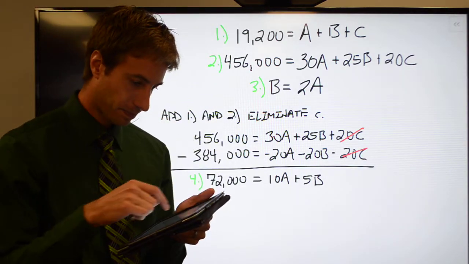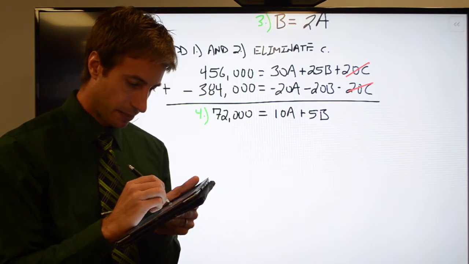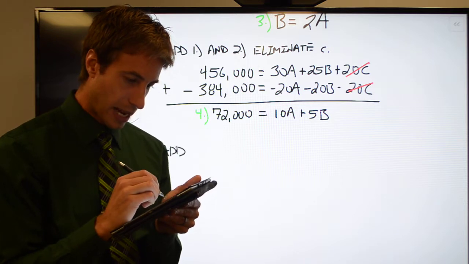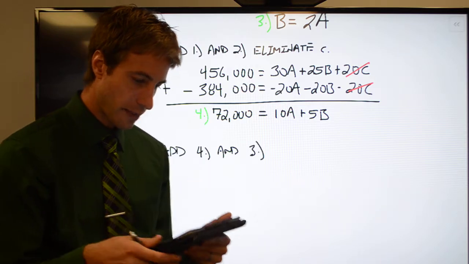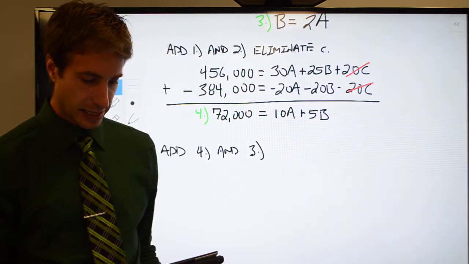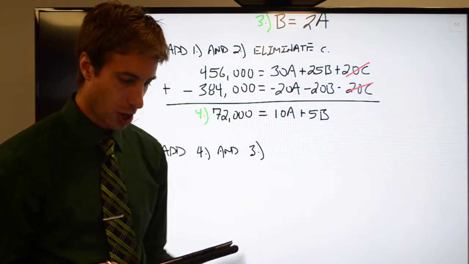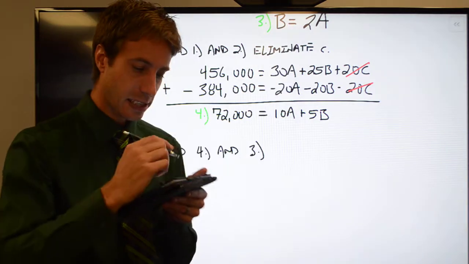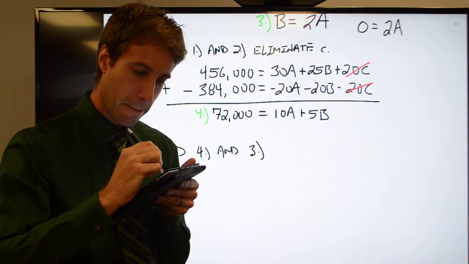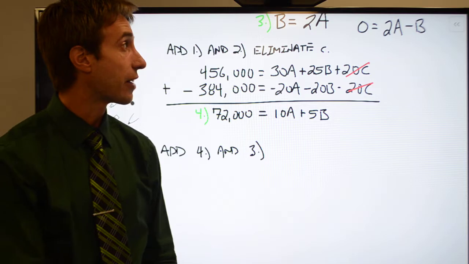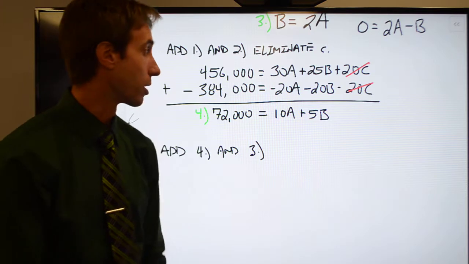So here we go. Let's add. We're going to add equation number 4 and equation number 3. And what's going to be the easiest to get rid of here? Let me rewrite this equation so that it is 0 is equal to 2A minus B. Well, that is very helpful because now the B's are opposite in sign. That is definitely the one I'm going to want to get rid of.